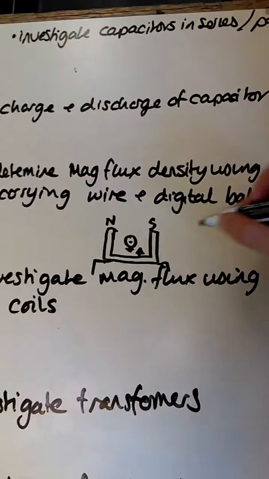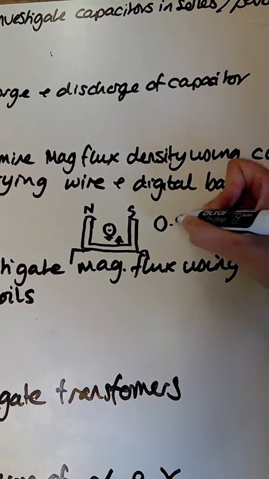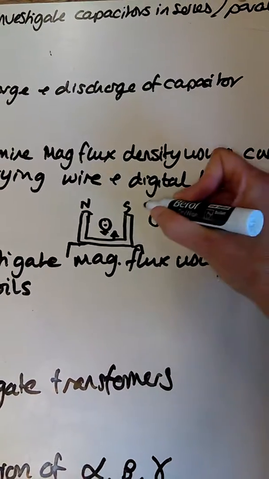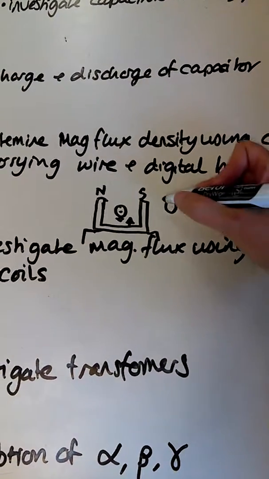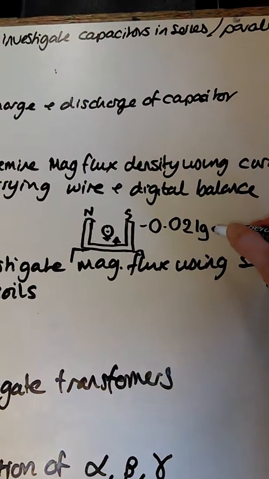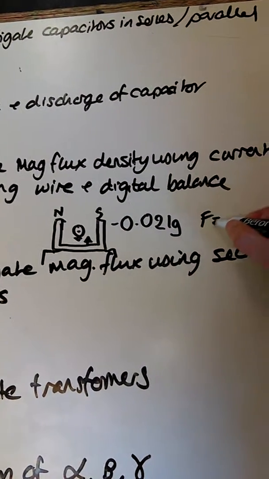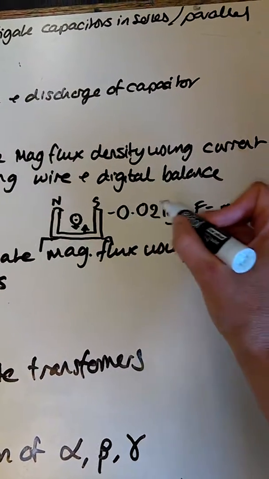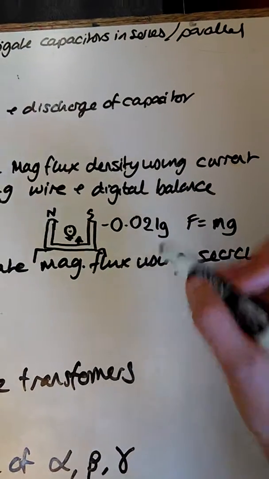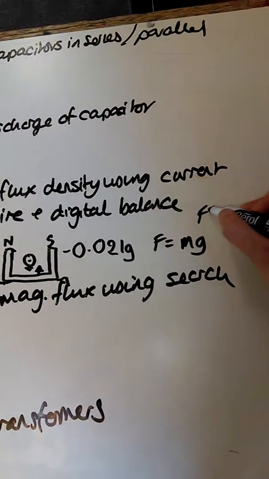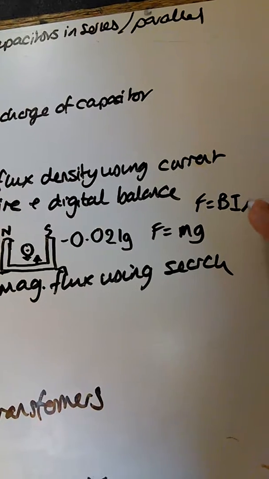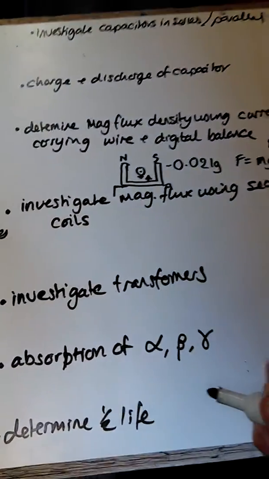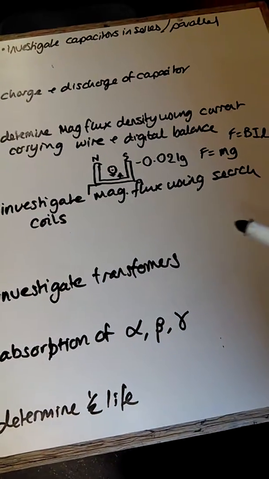Now, whatever that reading is, say that reading comes out to be 0.021 grams, what we'd have to do is we'd have to work out what the force that would be equivalent to. It would be negative, wouldn't it? What force that would be equivalent to. So we'd use F equals mg, making sure, of course, that we had the mass in kilograms, g is 9.81, find out the force. We then have that force is equal to BIL. We know the current because we'd measure it. We'd know the length because we'd measure it. We could find B.